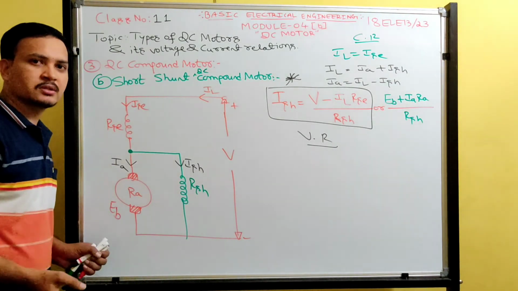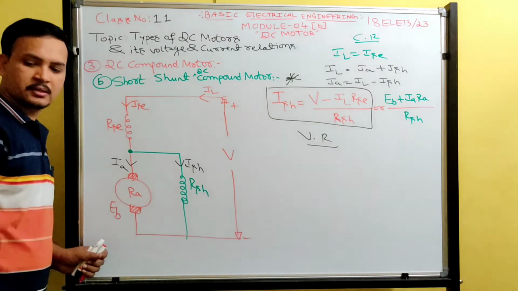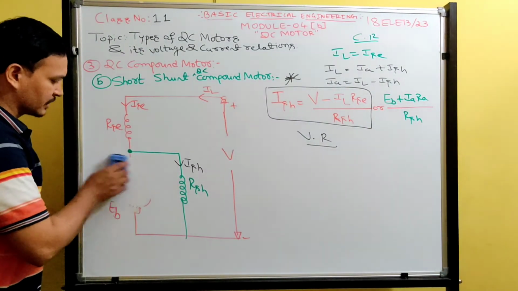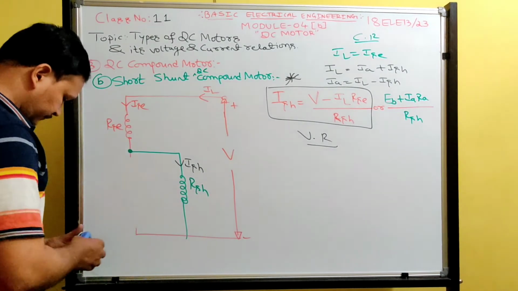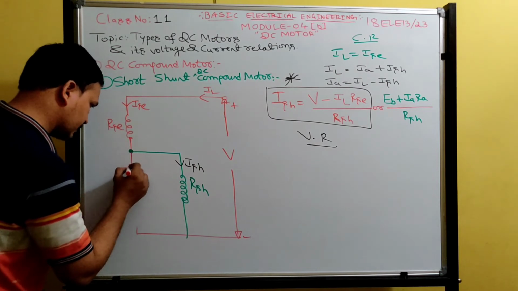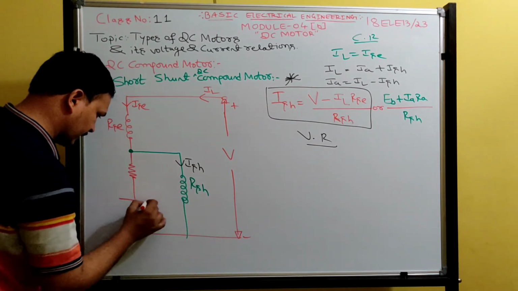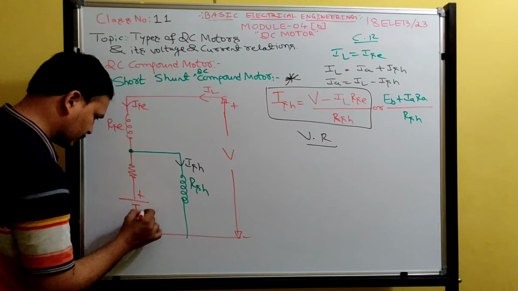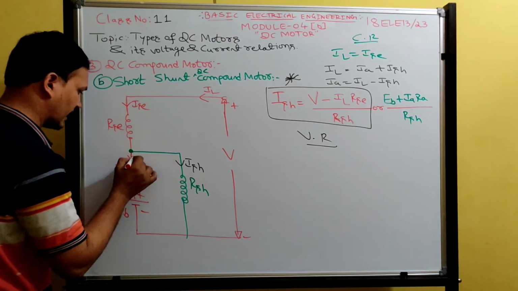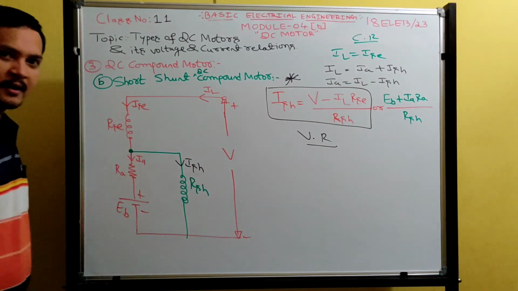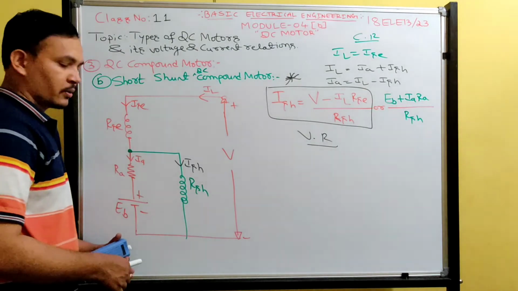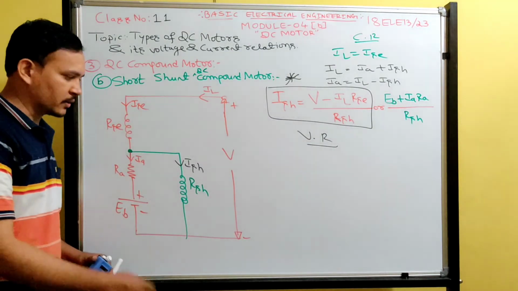Voltage relation. For voltage relation, what should I make? I should replace the generator symbolic representation by what? Very good, equivalent circuit. So the generator symbol is replaced by the equivalent circuit. So plus and minus back EMF, and this will be Ra, and the current flowing in the armature is Ia. Okay. See, shunt field winding is there.